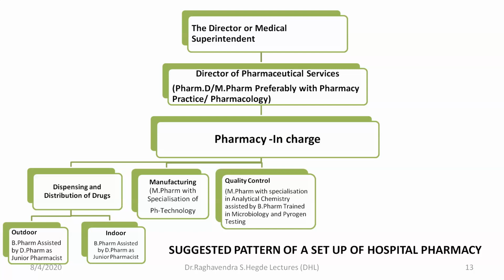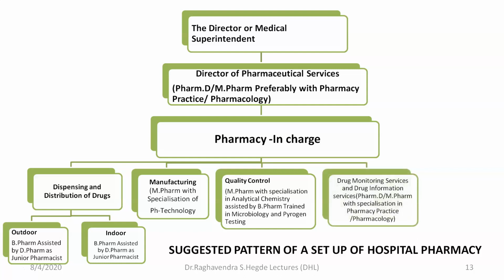They are assisted by a B.Pharm who is trained in microbiology and pyrogen testing. This B.Pharm should have sufficient understanding of microbiology and be skilled in pyrogen testing, how to test for pyrogen, and all those tests. He should undergo sufficient training, 6 months to 1 year, and then he can become the quality control officer. Along with the M.Pharm, he assists in quality control procedures.